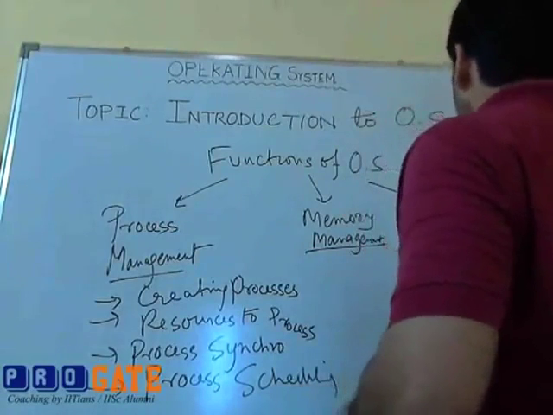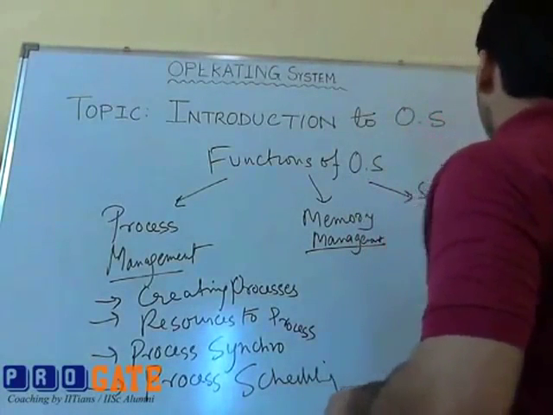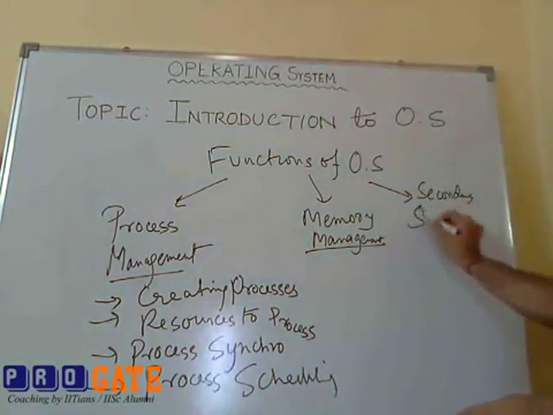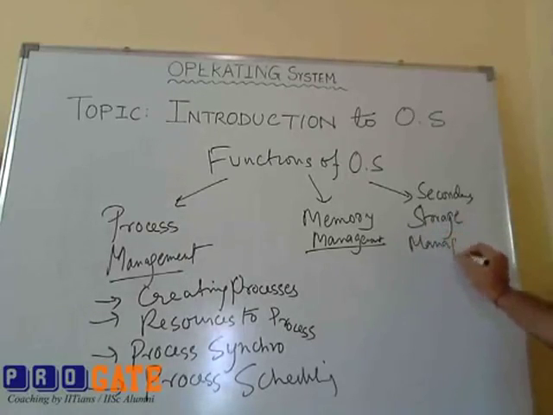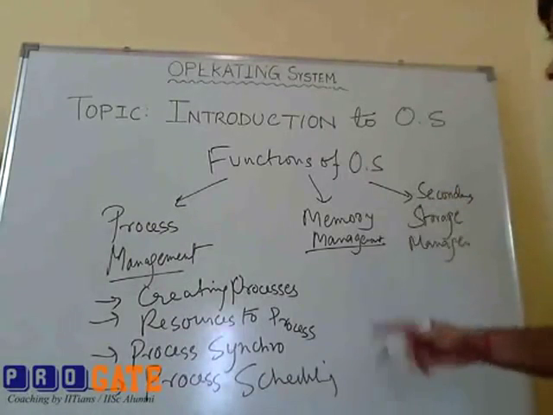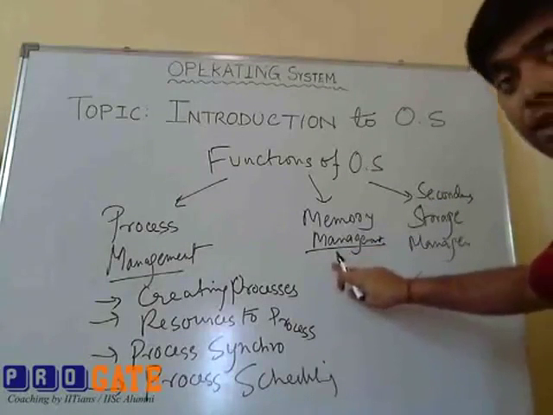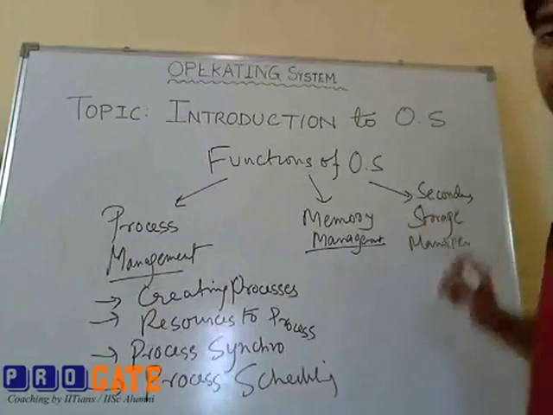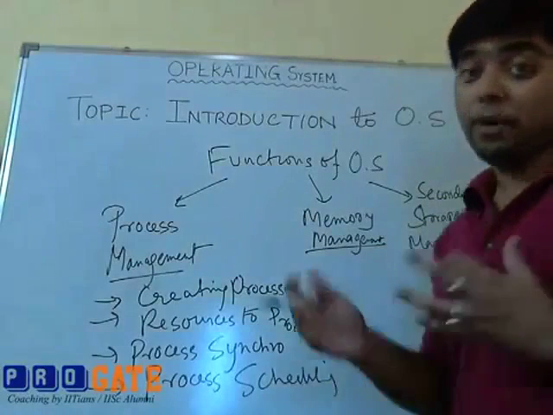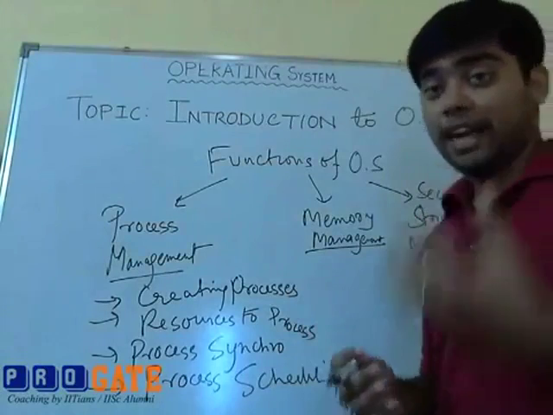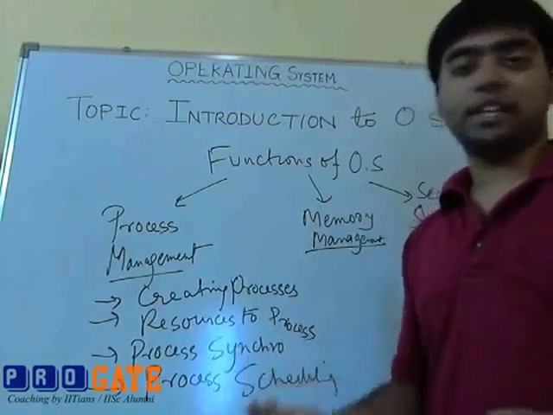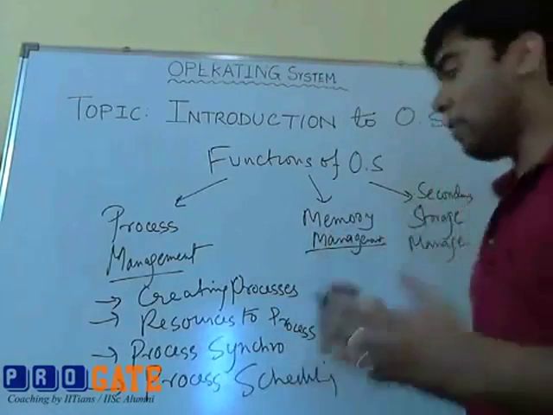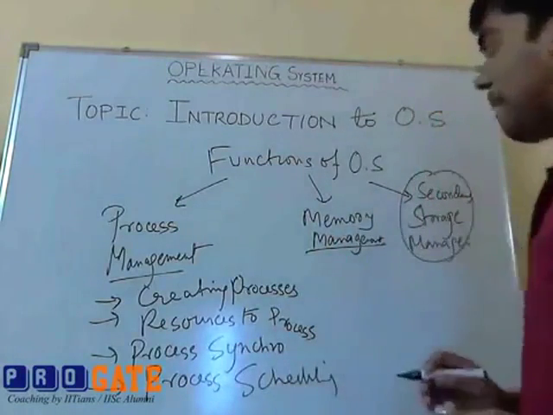Third is secondary storage management. By secondary storage, we mean the disks. The way operating system does memory management, the operating system also does secondary storage management. If there are a number of disks, how to arrange those disks, how to manage the different operations like reading to a disk, writing from a disk, all these operations come under secondary storage management.